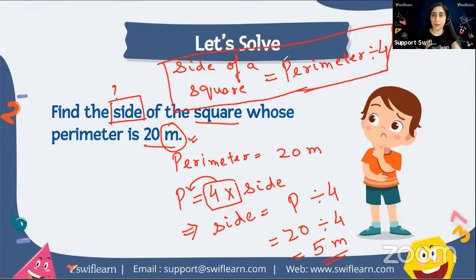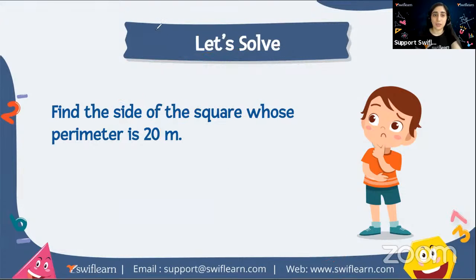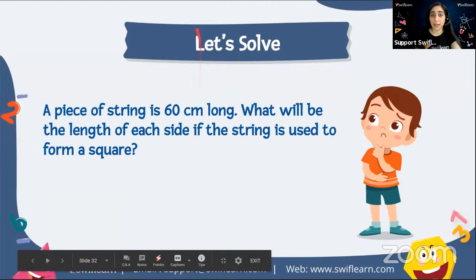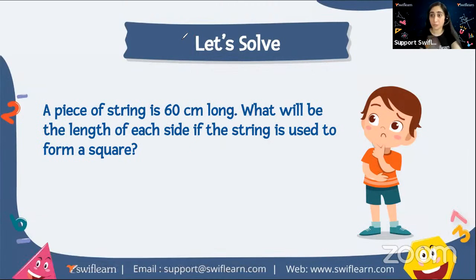Okay, let's do the other one. Now, I've given you the formula directly. You can do it, and you need to tell me the answer for the second one. Give it a shot. Try it on your own with all your brains. Otherwise, I'll teach you, not a problem. Before doing that, let me read the question for you. It says, a piece of string is 60 centimeter long. What will be the length of each side if the string is used to form a square?